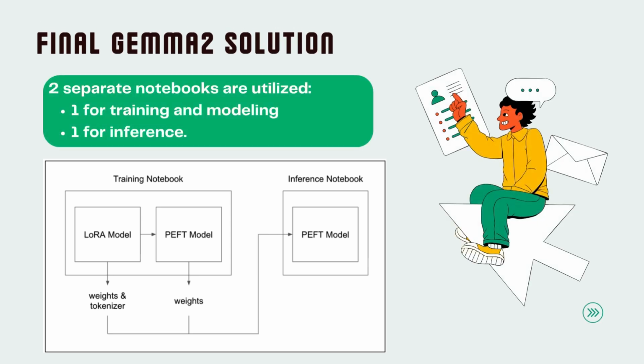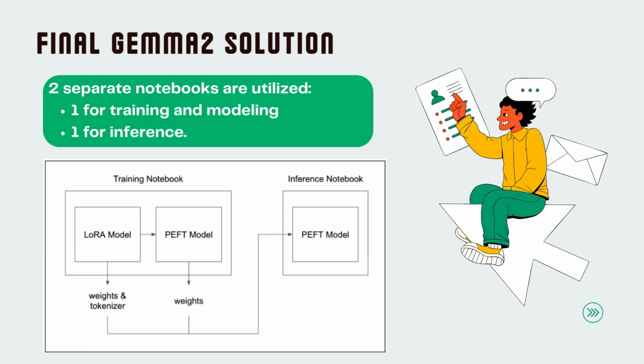In the final Gemma 2 solution, two separate notebooks were utilized, one for training and modeling, the other for inference. The model used is the Gemma 2 9B instruction-tuned model, and Gemma fast tokenizer as the tokenizer. For the low-rank adaptation configuration, the first 16 layers were kept frozen and the target modules were expanded. Fine-tuning was performed using a combination of the original dataset and an additional dataset with the training validation split ratio of 80 to 20. During the fine-tuning in Google Colab, the model learns from the provided dataset and updates its weights.